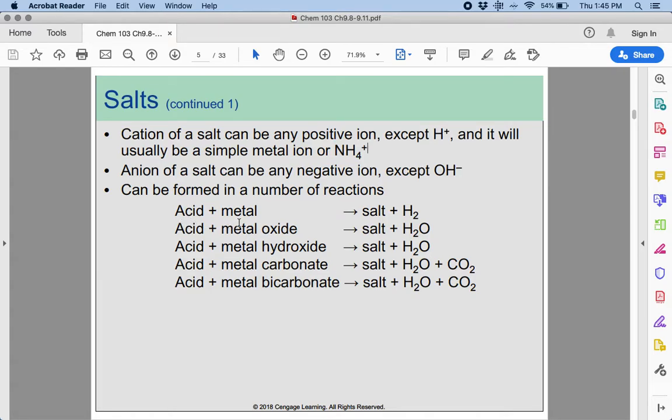So we know acids and metals make salts plus hydrogen gas. Acids and metal oxides make salts and water. Acids and metal hydroxides make salt and water, usually in greater combination, so like maybe 2 moles of water. Acids and metal carbonates make salt, CO2, and water, and the same with bicarbonates. So again, we talked about this in the last video, and we did this with a series of acids with magnesium: magnesium the metal, magnesium oxide, magnesium hydroxide, magnesium carbonate, magnesium bicarbonate. So this is the general breakdown of that.